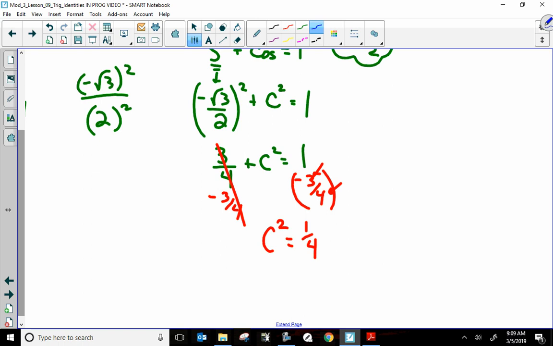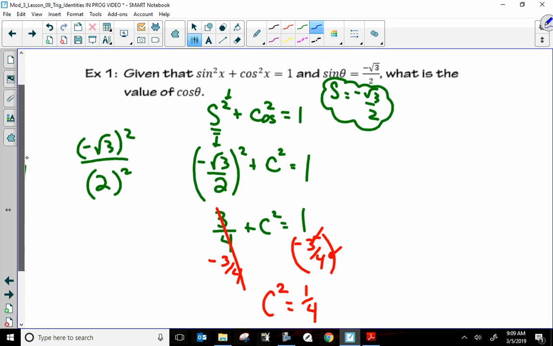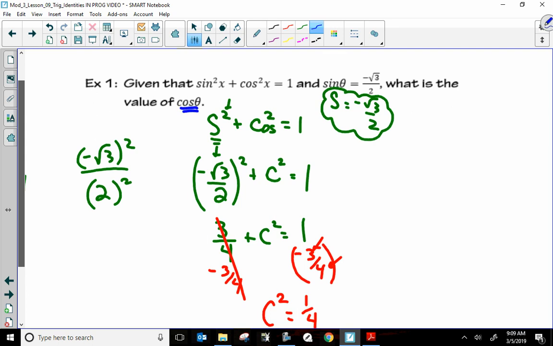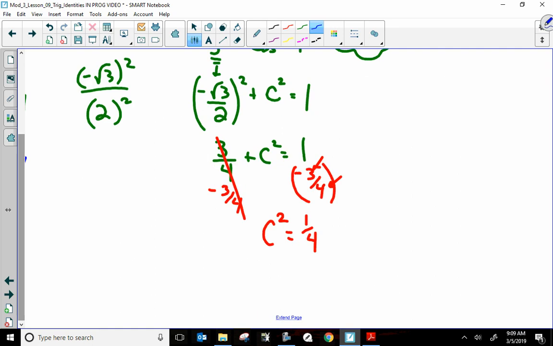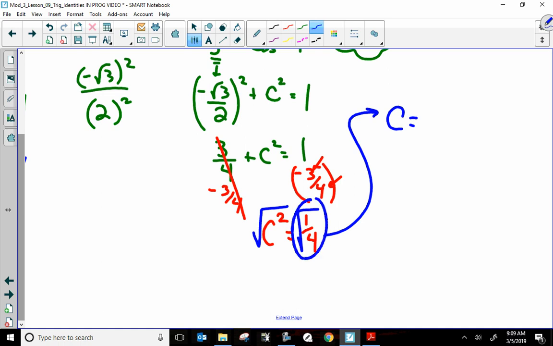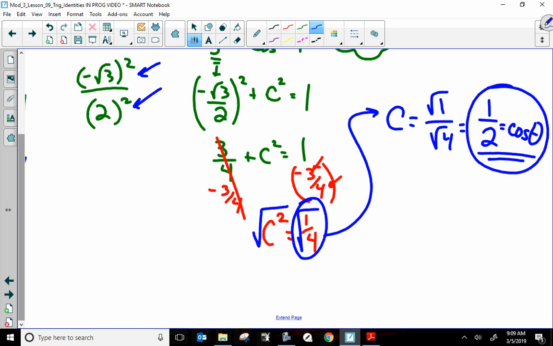Okay? I don't want to solve for c squared. It's not asking me what c squared is. It's just asking me what cosine is, not cosine squared. So I need to solve for c. So I'm going to take the square root of this, and I take the square root of this. So c equals, taking the square root of a fraction is like squaring a fraction. You need to do that to the top and bottom. So I have the square root of 1 over the square root of 4, which equals 1/2. That's the cosine of theta. Remember, whatever they're asking for, the cosine of theta, you tell them what the cosine of theta is. Boom, 1/2. Own them like a boss.